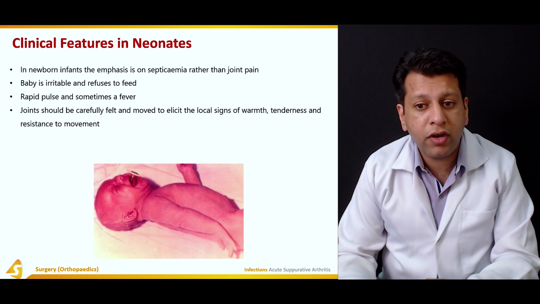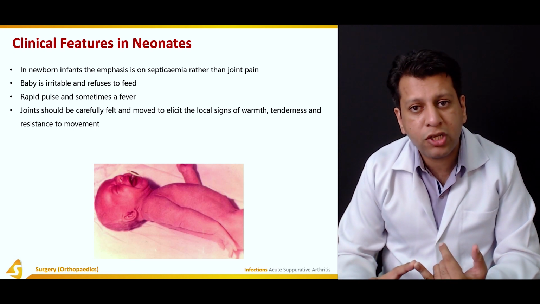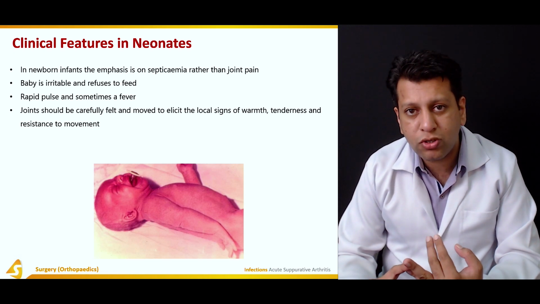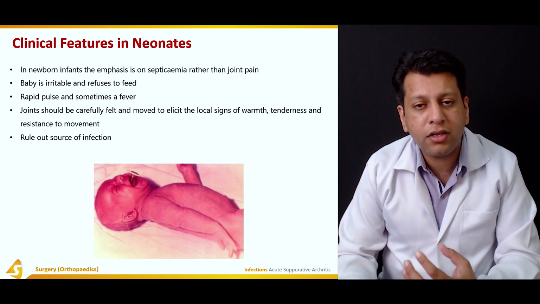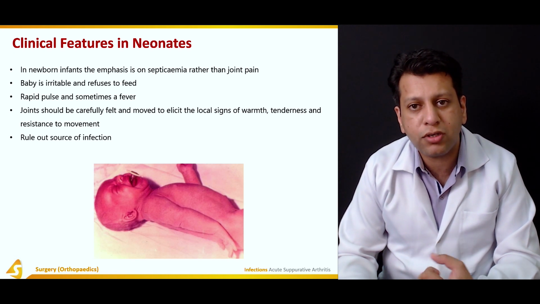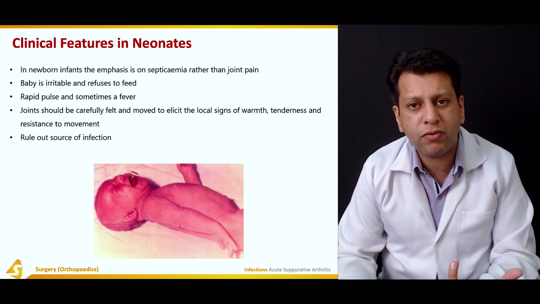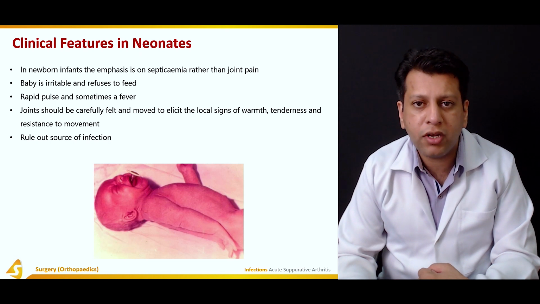Joints should be carefully felt and moved to elicit local signs of warmth, tenderness, and resistance to movement. Whenever there is inflammation, there will definitely be swelling, redness, warmth or heat, and loss of motion and pain. In clinical settings, we look for the focus of infection: where was the initial focus? Was it in the joint, was it adjacent to the joint, or was it at a distant area from where the infection spread via the bloodstream?